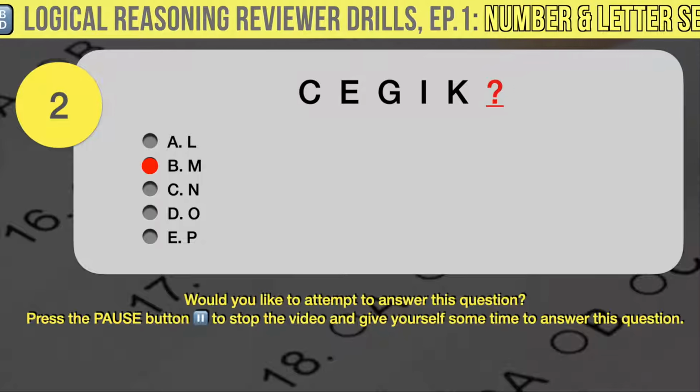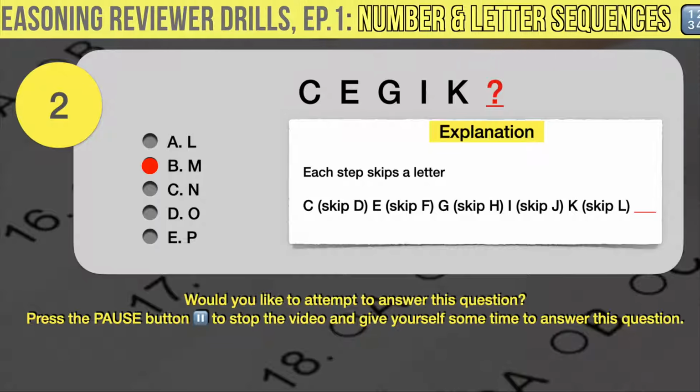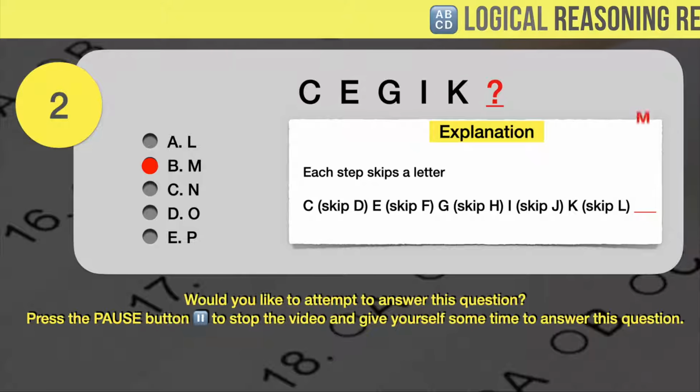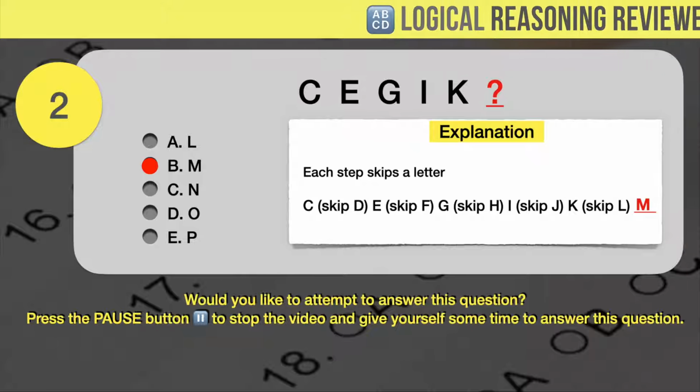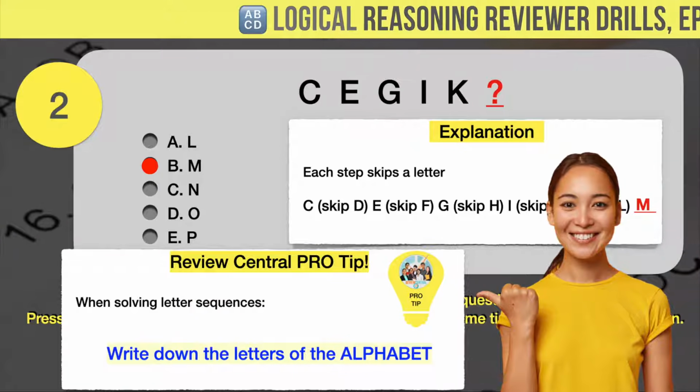This is a very simple letter sequence, wherein each step skips a letter, as follows. C, skip D. E, skip F. G, skip H. I, skip J. K, skip L. So the next letter in the sequence should be M. We have a very simple yet very useful and extremely effective tip for you.